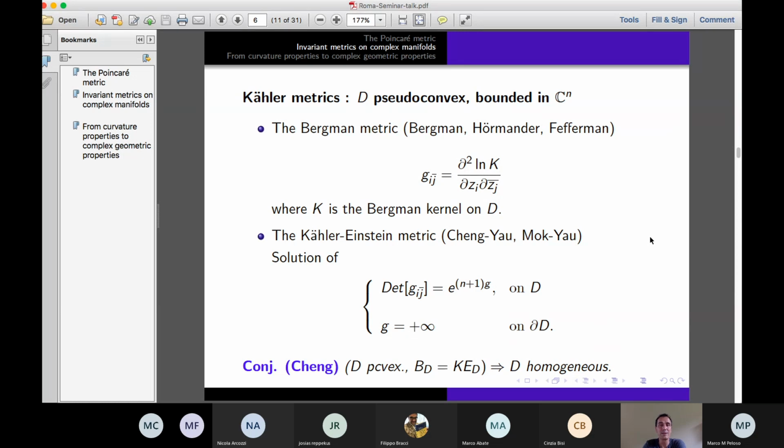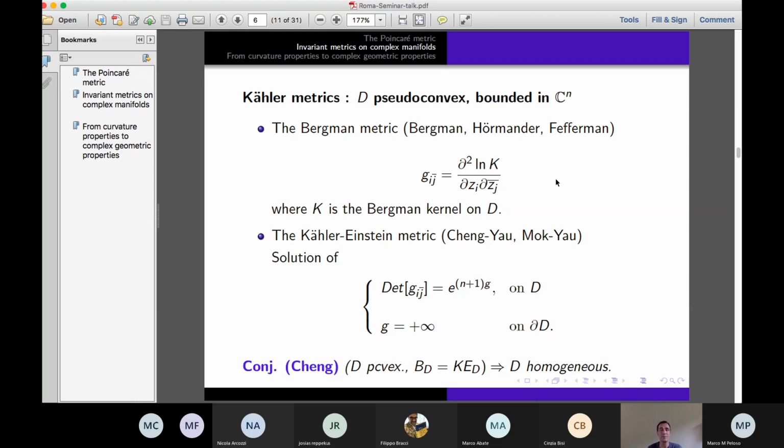I will consider two different metrics. The first one is the Bergman metric. If we consider a bounded domain, we know that the space of holomorphic functions with bounded square norm gives you a Hilbert space. And so you have a representation formula by the Riesz formula. So you have a kernel, called the Bergman kernel. And if you consider the second derivative of the log of K over dz_i d z_j bar, then it gives you a metric. And this metric is considered as the Bergman metric.